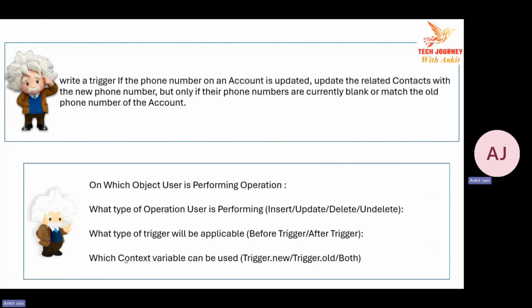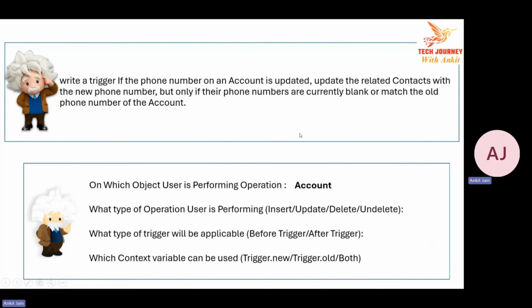The very first question that you need to answer here is on what object the user is performing the operation. Because in a problem statement we generally have more than one object, and it is very common to get confused about which object you have to write the trigger on. So always remember that you need to write your trigger on the object where the user is performing the operation. So in this scenario, the object on which the user will be performing the operation is the account object, right?